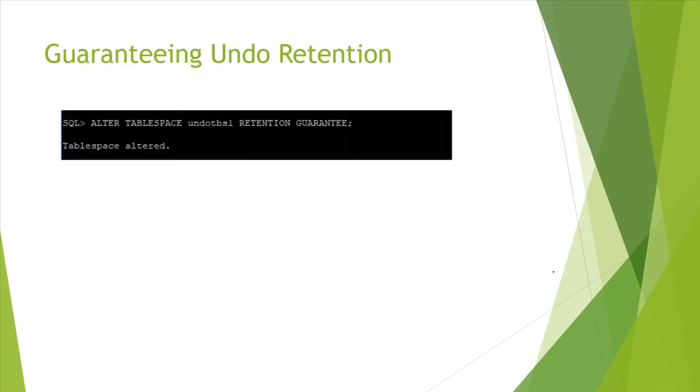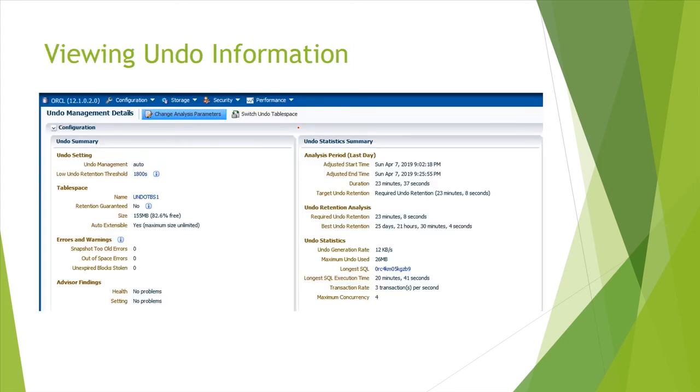Guaranteed undo retention is an attribute for the undo tablespace. You can guarantee undo retention by using ALTER TABLESPACE undo_tablespace_name RETENTION GUARANTEE. If you need to disable the retention guarantee, you can do ALTER TABLESPACE undo_TBS1, for example, RETENTION NOGUARANTEE.